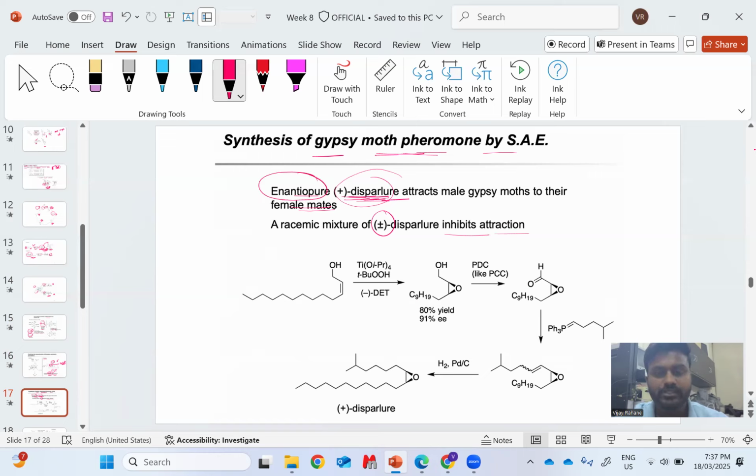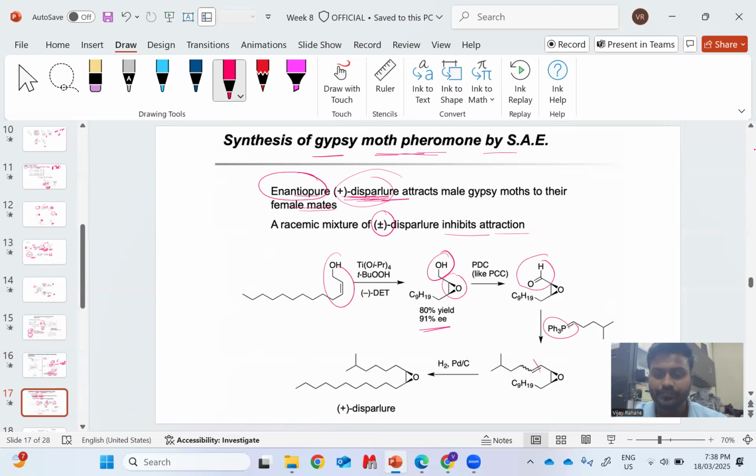So in this case, you can see here, this is the starting material. We converted it to the epoxide. This is in 80% enantiomeric excess. Further oxidation with the PDC. So the PCC or PDC makes the aldehyde, and further this aldehyde is treated with the Wittig salt.